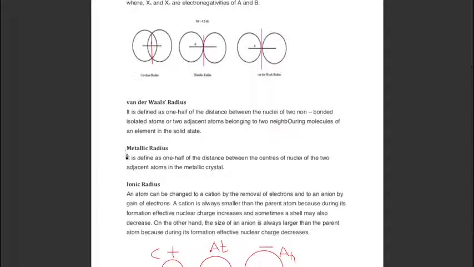Next is metallic radius. It is defined as one half of the distance between the centers of two nuclei of two adjacent atoms in metallic crystals. It is shown in this diagram: half of the distance between the nuclei of two metal atoms which are placed adjacent to each other.